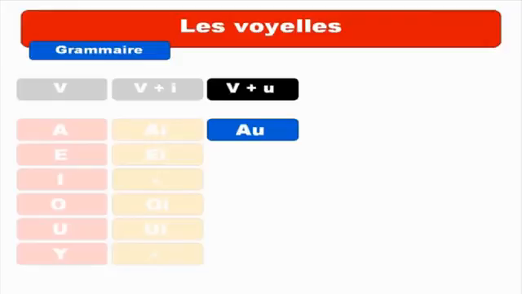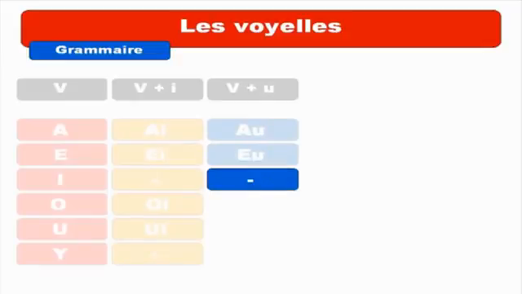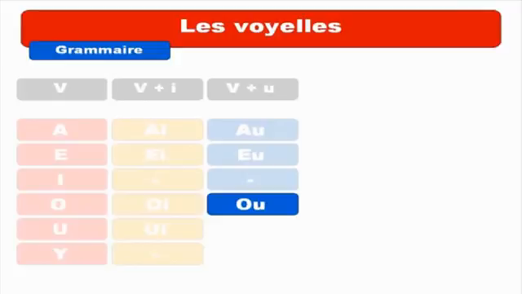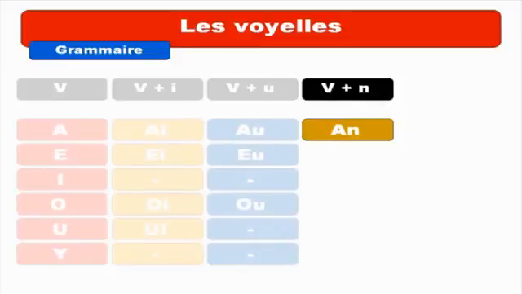Then, if we combine them with U, we get the sound O. Repeat. O. Okay, and then repeat. Of course, nothing there. U, repeat. U, nothing, and nothing. So let's skip to the next category.